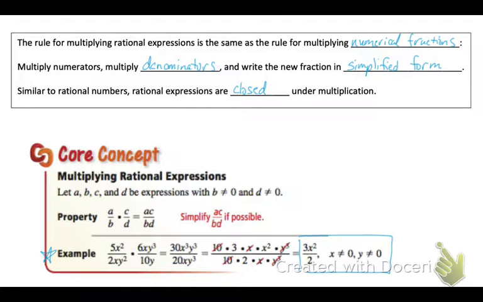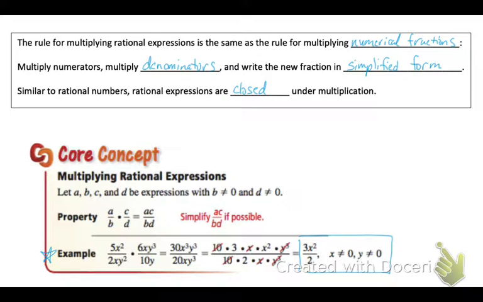So this is just an example. First of all, the property, then an example of multiplying rational expressions. So we have a over b times c over d. We multiply numerators together, denominators together, and we get ac over bd. So in the example, we multiply 5x squared times 6xy cubed and get 30x cubed y cubed all over 20xy cubed. Then we simplify, so we divide out common factors in the number and also the variables.